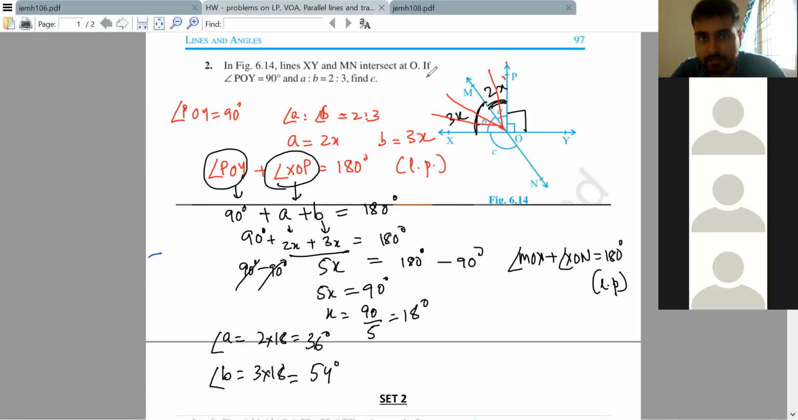Why is it a linear pair? What is given in the question? Tell me quickly. Lines XY and MN are intersecting. Good. MN is a line. That's why it's a linear pair.